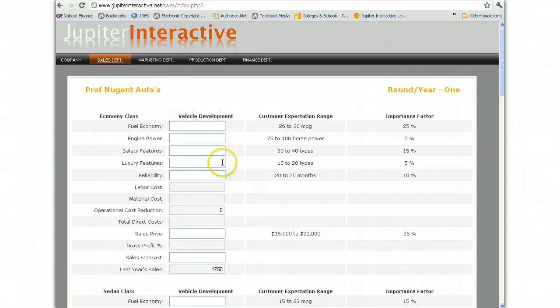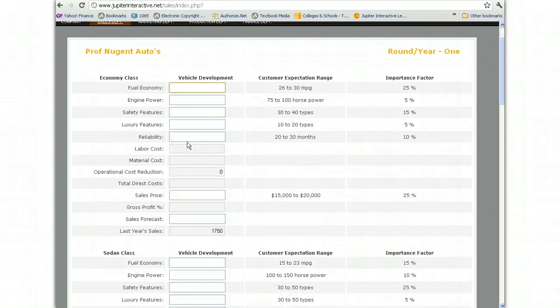So this is the first page, the sales department. So what I'm going to do here is design my vehicle. So fuel economy, it's a 25% importance factor. That means 25% of their buying criteria or decision will focus on this one element of the car. And since it's economy class, you can understand that. That makes sense. So I'm going to actually go above the range. I'm going to do 31. So I'm going to exceed their expectations, which should make them like my car.